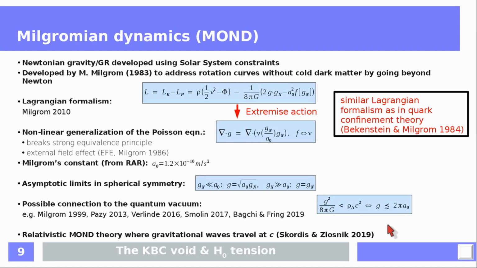Now, returning to somewhat less speculative matters, we do have a relativistic MOND theory in which gravitational waves travel at the speed of light. This was published last year by Scordis and Zlotnik. So this is actually a problem for a lot of other alternative gravity theories to do such a thing.